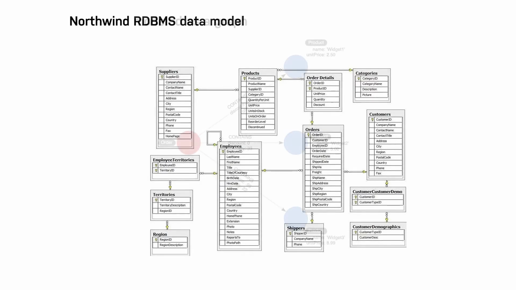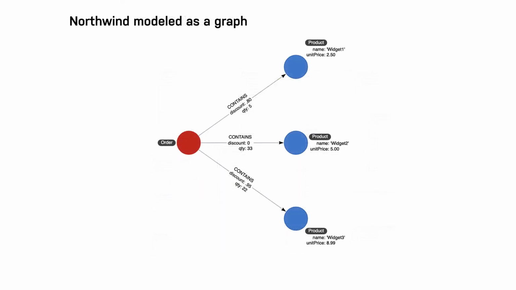In a graph, we can simply model a contains relationship from the order node to each product node. The product node has a unit price property and uses the contains relationship, which has properties to represent the quantity and discount.